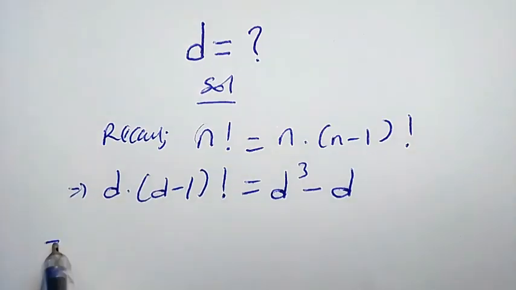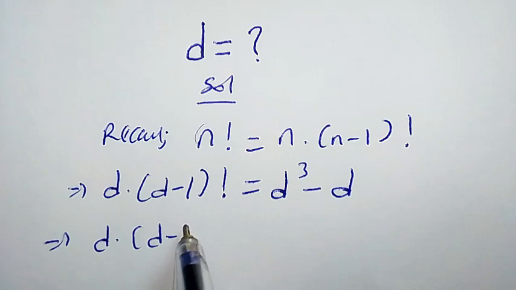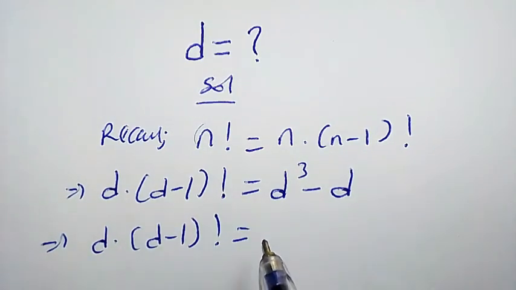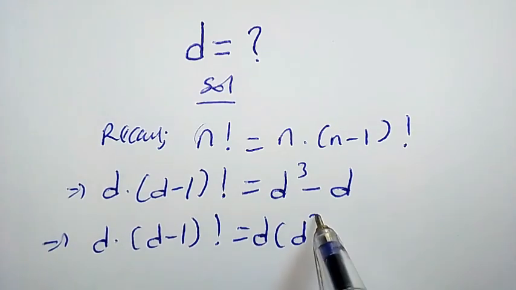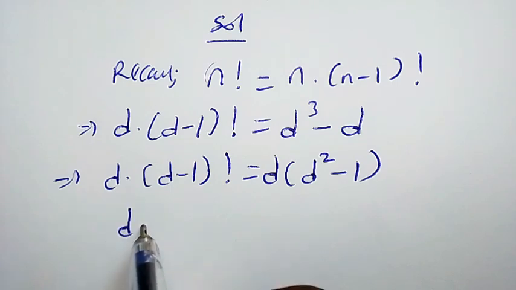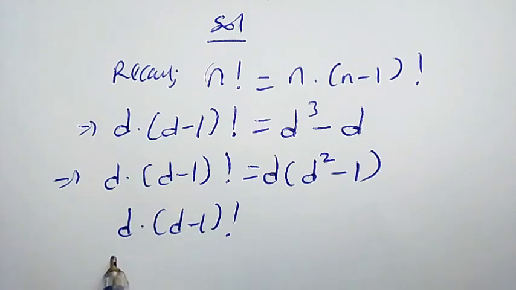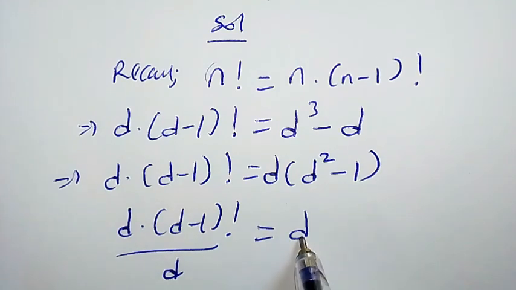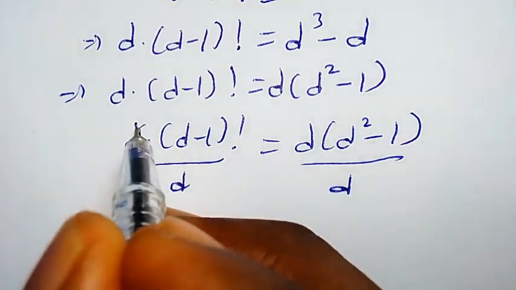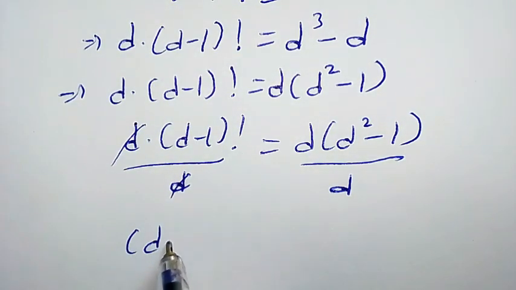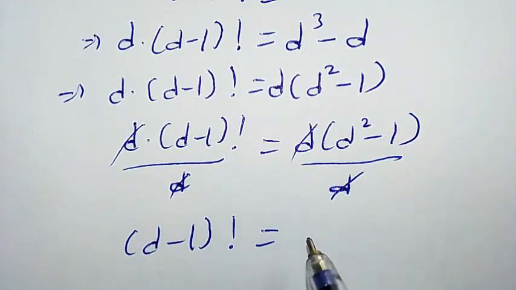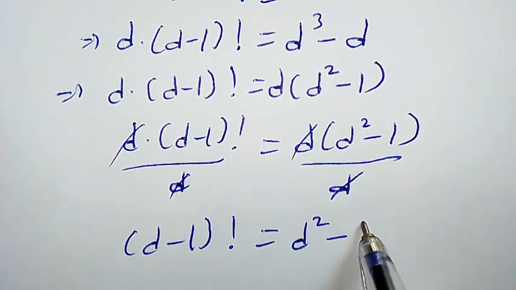Let us continue. This implies that d times d minus 1 factorial is equal to, we can pull out d from these two terms, so that will be d times d to the power of 2 minus 1. Let us divide both sides by d. We have d times d minus 1 factorial over d equal to d times d to the power of 2 minus 1 over d. d cancels d, so we are left with d minus 1 factorial on the left side, and d also cancels d on the right side, so we have d to the power of 2 minus 1.